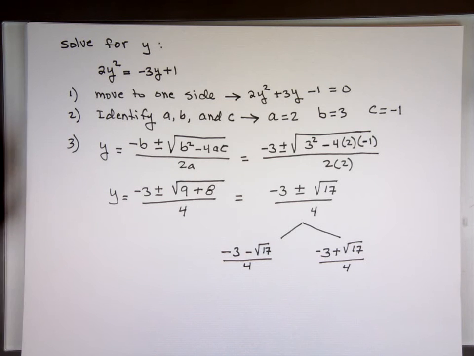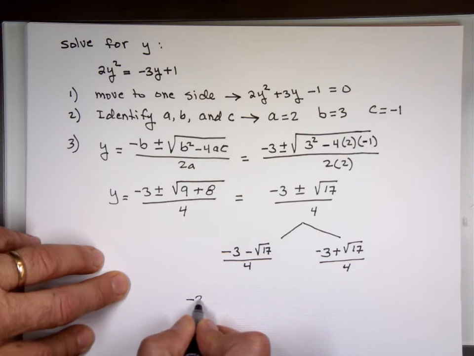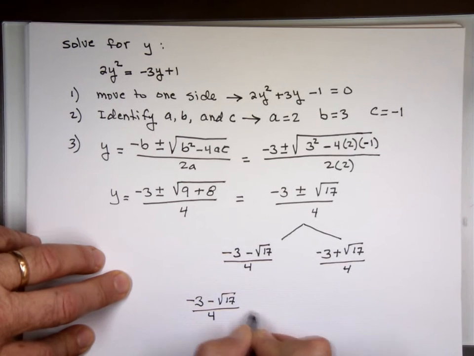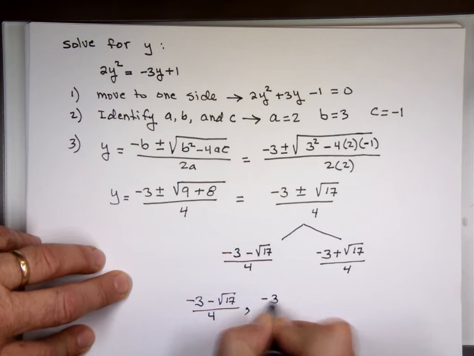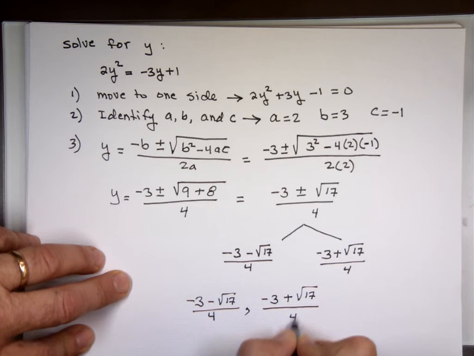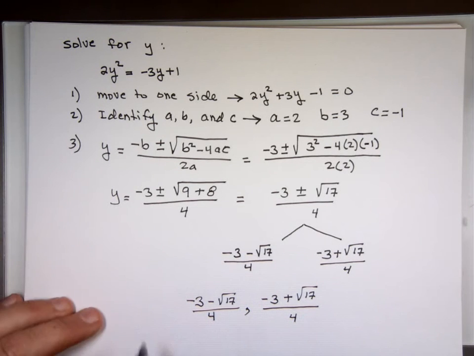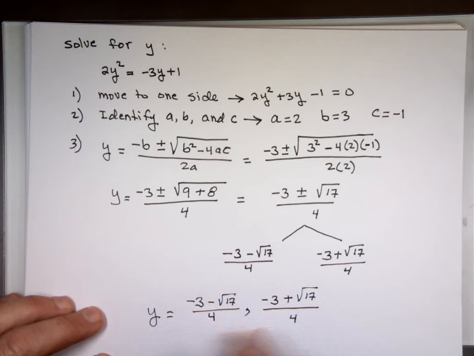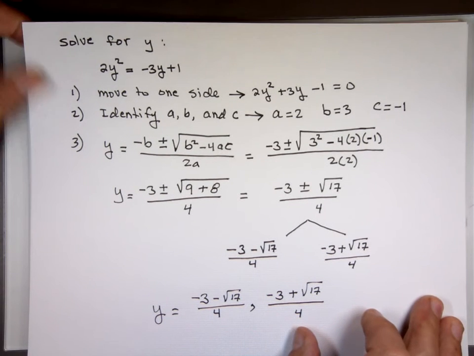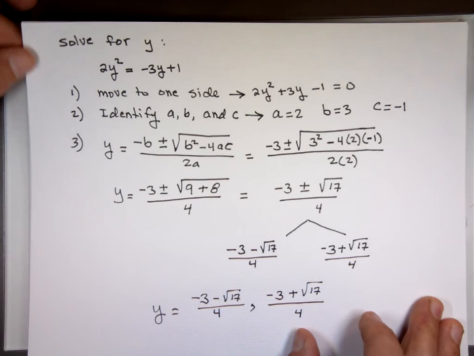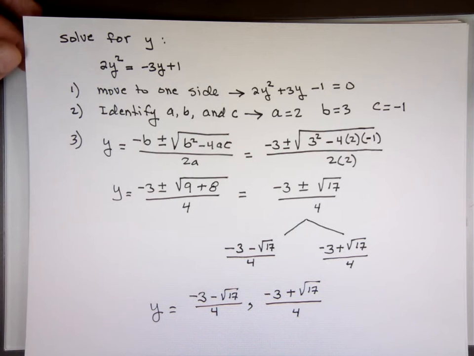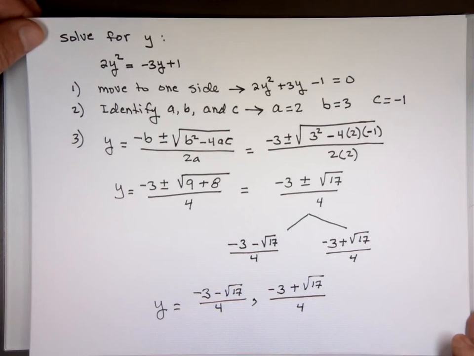So these are my answers. When you write them, put a comma between them. We have two solutions. Y equals this and that one. Let's try another one, just in case it's not sinking in yet.